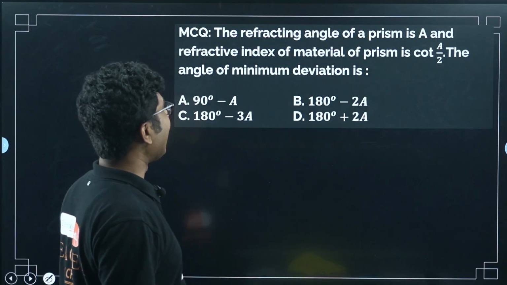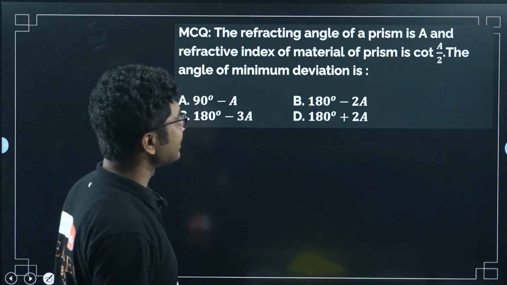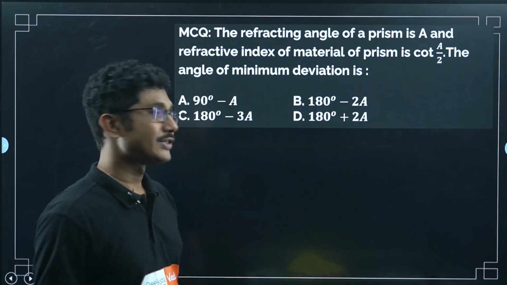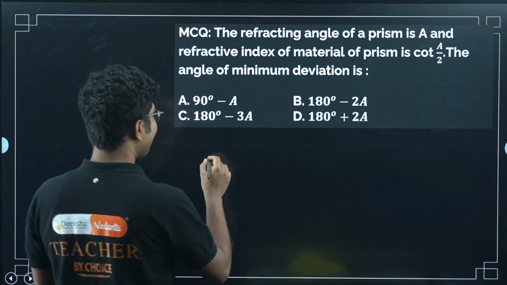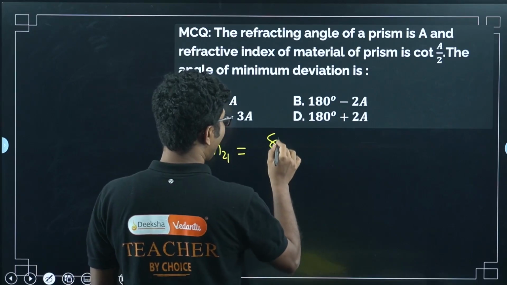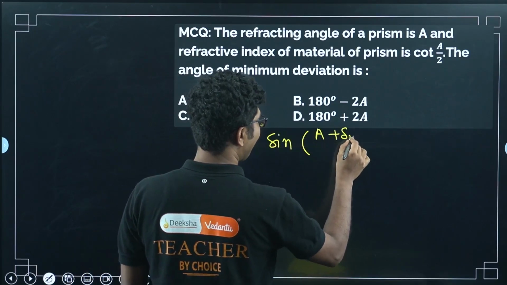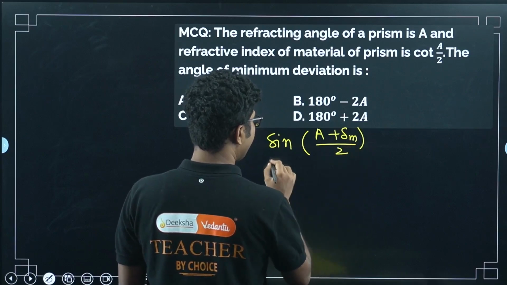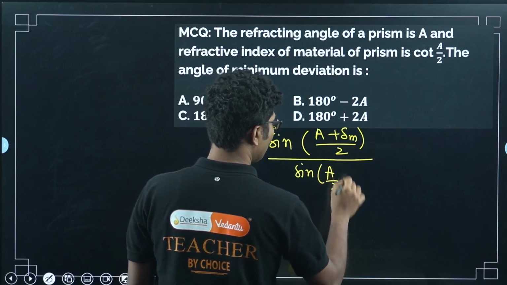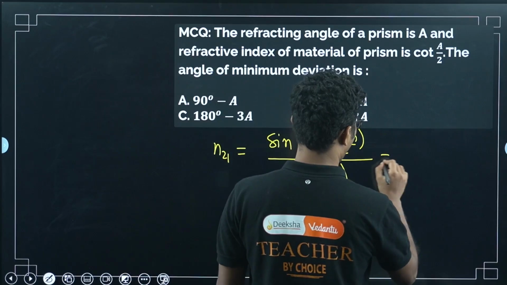The refracting angle of a prism is A, and the refractive index of the material of the prism is cot A by 2. The angle of minimum deviation is? So what is the refractive index? N21 we have just seen, that is sine of (A plus delta m) by 2 divided by sine A by 2, right? And it is given equals cot A by 2.